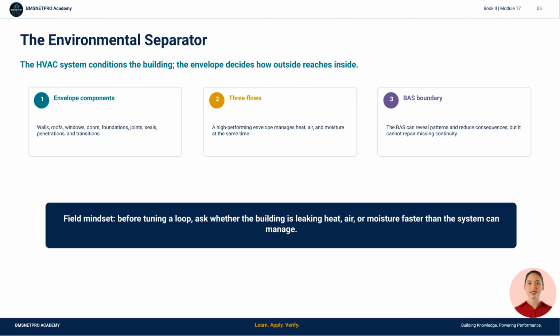The envelope is the environmental separator. It separates indoor conditions from outdoor conditions. It includes the obvious parts, like walls and roofs, but also the less obvious parts: joints, penetrations, door seals, window frames, foundations, and transition details. In BAS work, the important question is not only whether the equipment can heat or cool. It is whether the building is leaking heat, air, or moisture faster than the system can manage.